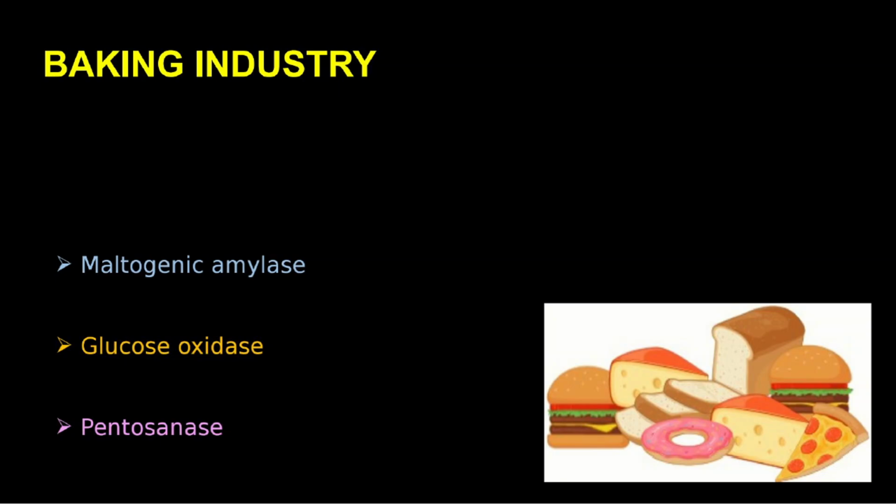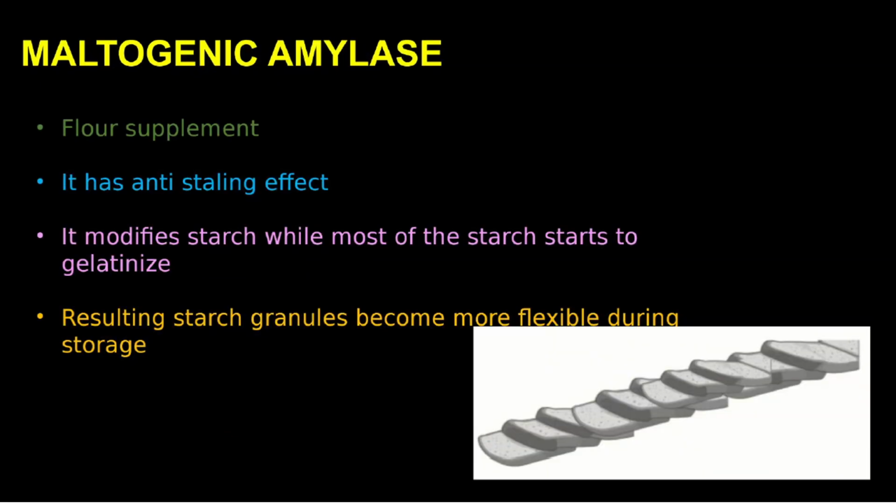Okay, so these are the enzymes used in the baking industry. Maltogenic amylase is a flour supplement. It has an anti-staling effect, so that the life of the baked item can increase. It modifies starch while most of the starch starts to gelatinize. The resulting starch granules become more flexible during storage. So basically it increases the shelf life of the baked item.